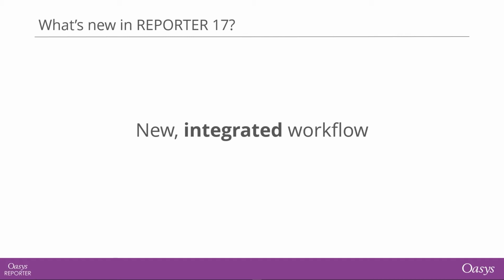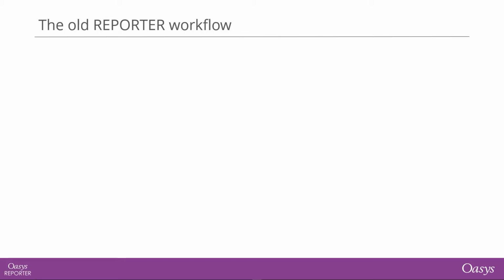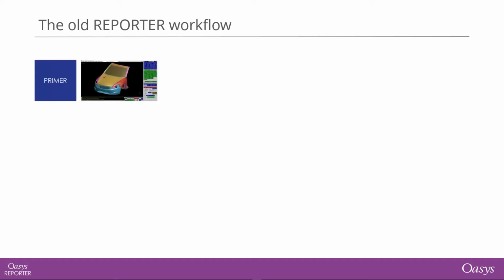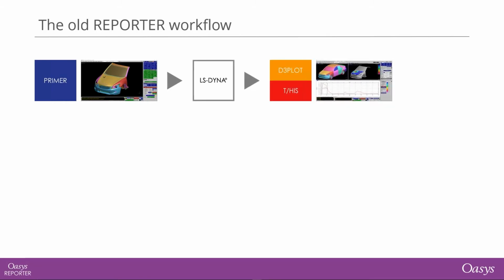And to do that, I'm going to start with the old workflow that existing users would be familiar with. After setting up the models in Primer and running the LS-DYNA solver, I would be looking at the results in D3PLOT and THIS. At this point, I might decide to create a report, either to share the results directly with my team or to set up some automated reporting for future analysis runs. So what do I have to do next?